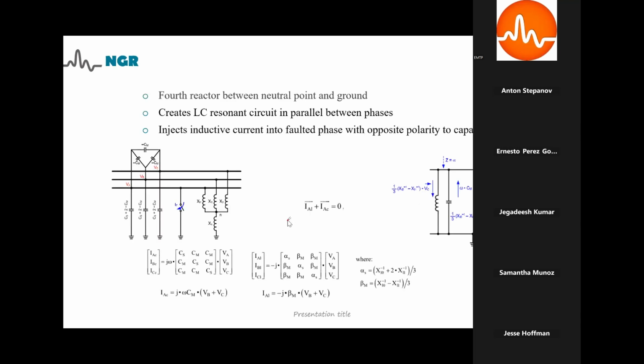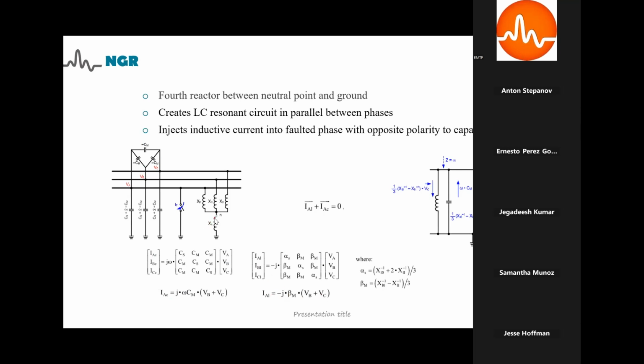So how does the NGR help in neutralizing this secondary arc current? It is the capacitance, or mutual capacitance, between the phases. If we draw the expression for that, the capacitive current IAC is given by this expression, and the inductive current IAL is given by this expression.